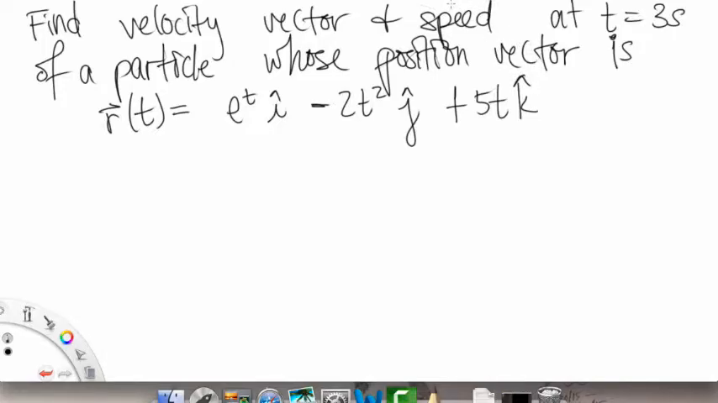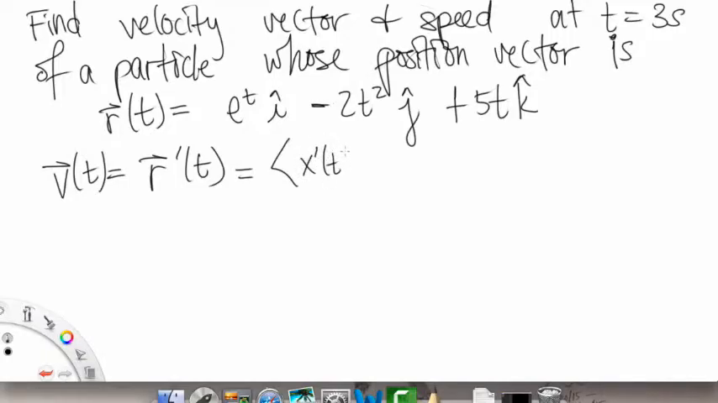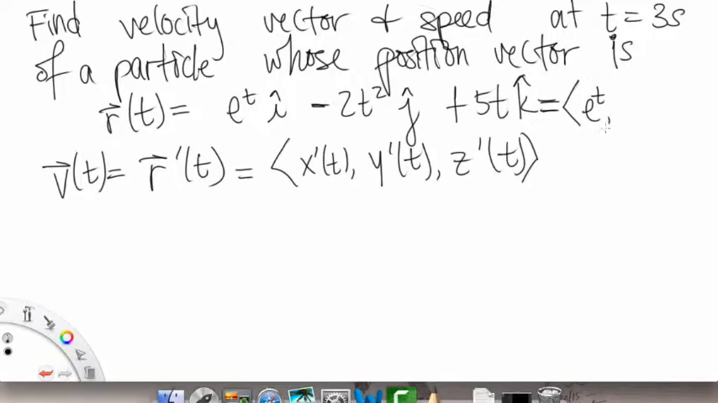Okay, so what we're going to do here is first of all find the velocity vector. Our velocity vector is going to be given by r prime of t, and that ends up just being a vector. How we do this is we take our x prime of t as the first component, y prime of t, and z prime of t. I'm going to rewrite this in vector form just because I like vector notation. So this is e to the t, negative 2t squared, and 5t. Now all we have to do is take the derivative of each of these components separately.